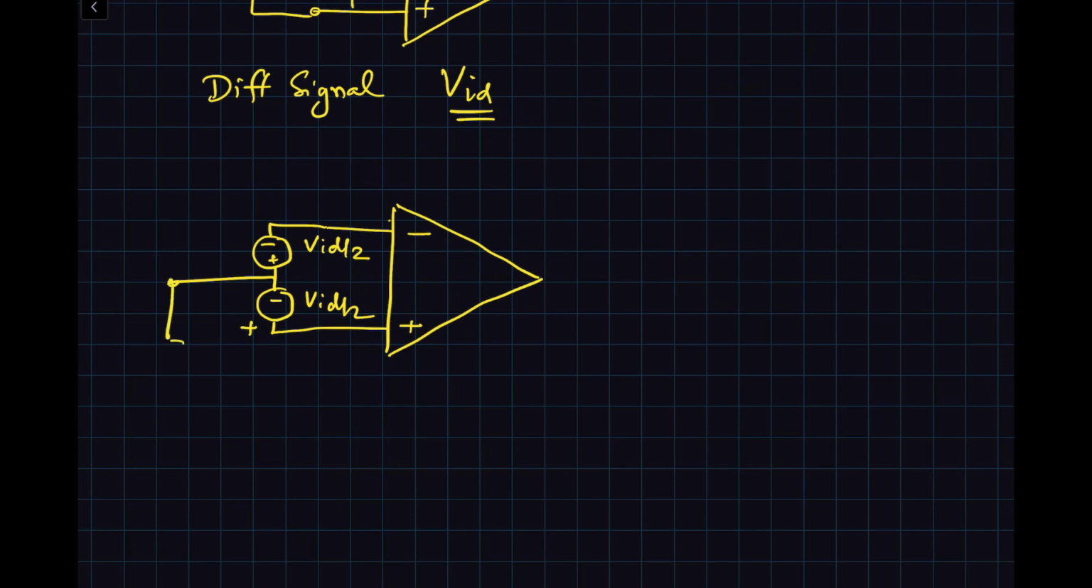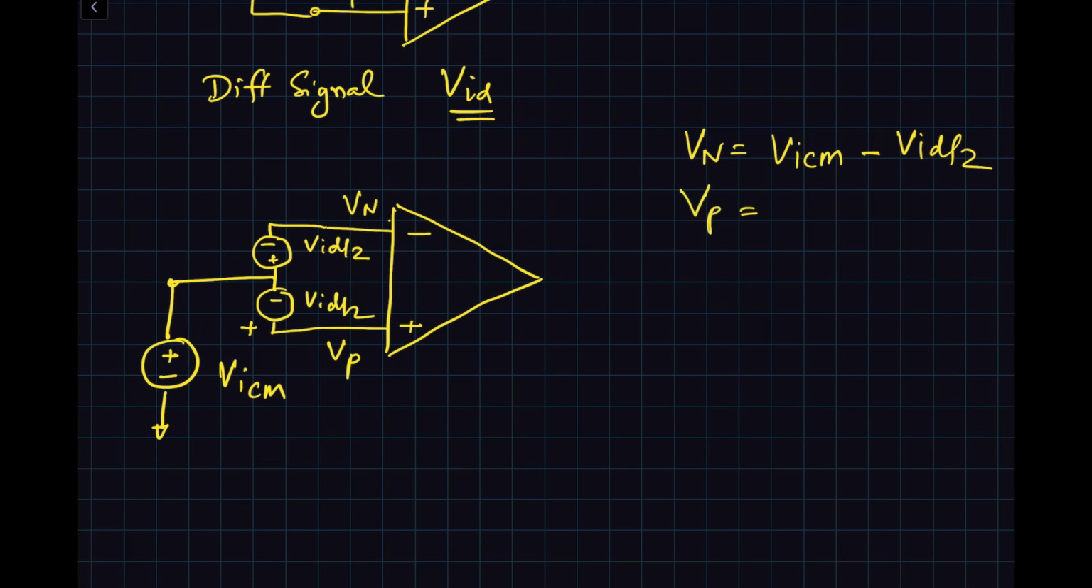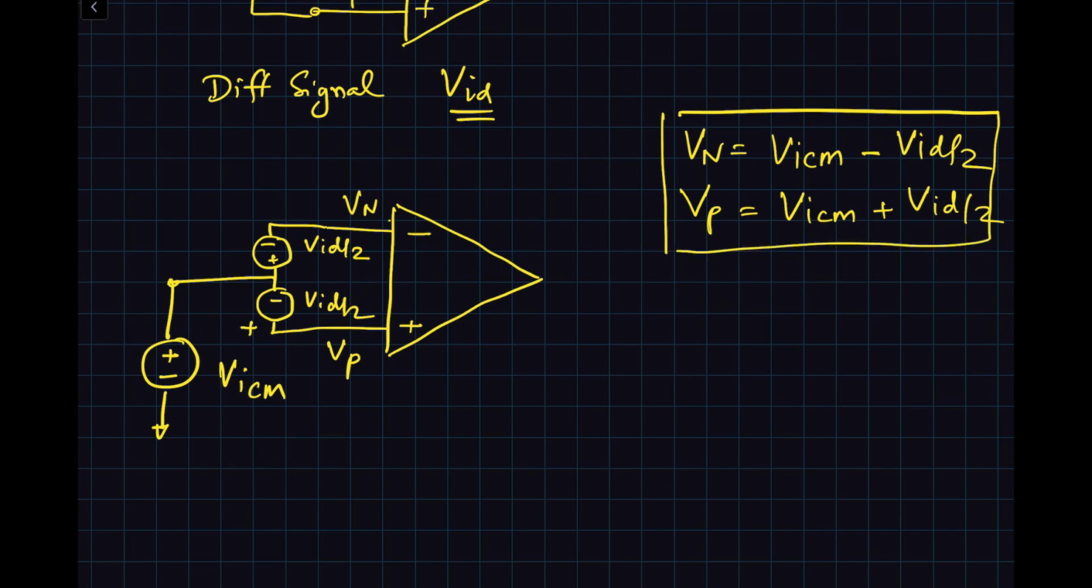So here I can put in something called, let's call it VICM, plus minus. Now let's figure out using KVL what's the potential at Vn and what's the potential at Vp. So Vn will be equal to VICM minus VID by 2, and Vp will be equal to VICM plus VID divided by 2. Alright, so this is the way we define the input voltages to the amplifier.